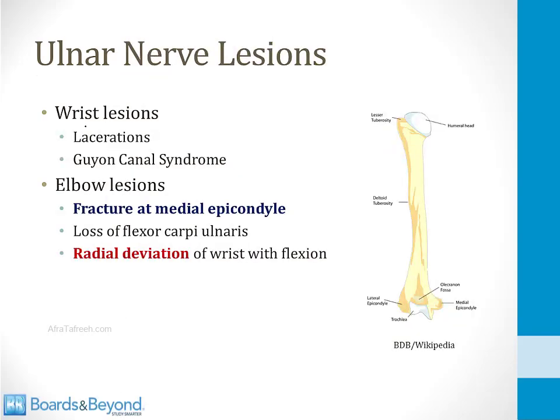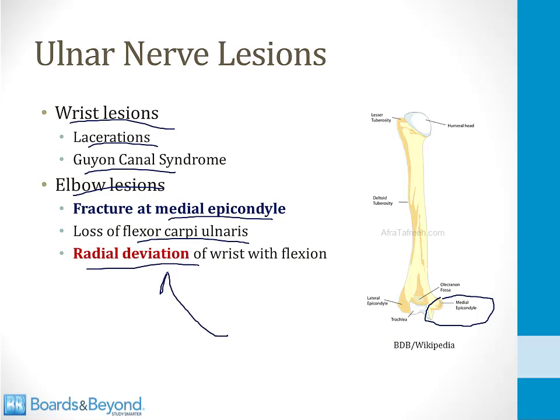Ulnar nerve lesions can occur at the wrist level, also from lacerations, just like median nerve lesions. There's also a parallel to the carpal tunnel syndrome called the Guyon canal syndrome, which causes ulnar nerve symptoms at the wrist. And I talk about this in more detail in the video on the wrist. At the elbow level, you can have an ulnar nerve lesion if you have a fracture near the medial epicondyle. This is the medial epicondyle of the humerus, and the ulnar nerve runs right near here. So if you have a lesion here, in addition to all the hand findings, you will lose the wrist flexor, the flexor carpi ulnaris, and as we talked about before, this will lead to radial deviation of the wrist, a very helpful hint in a board question.